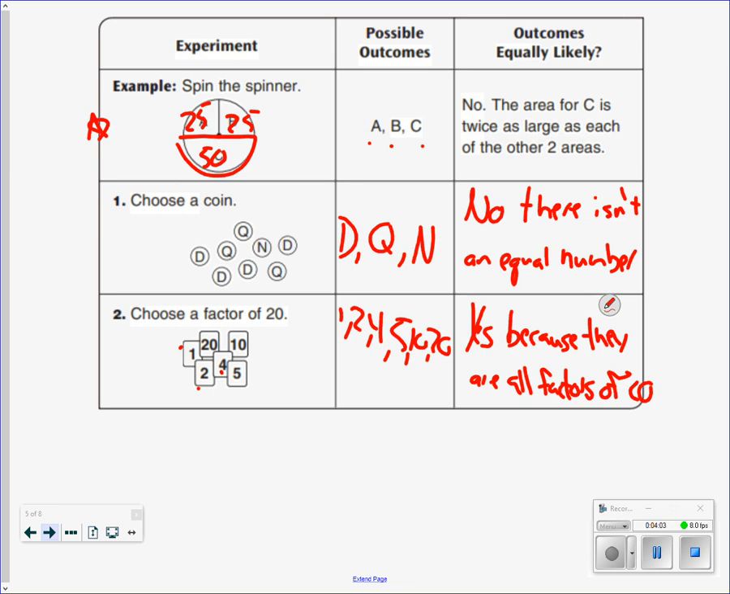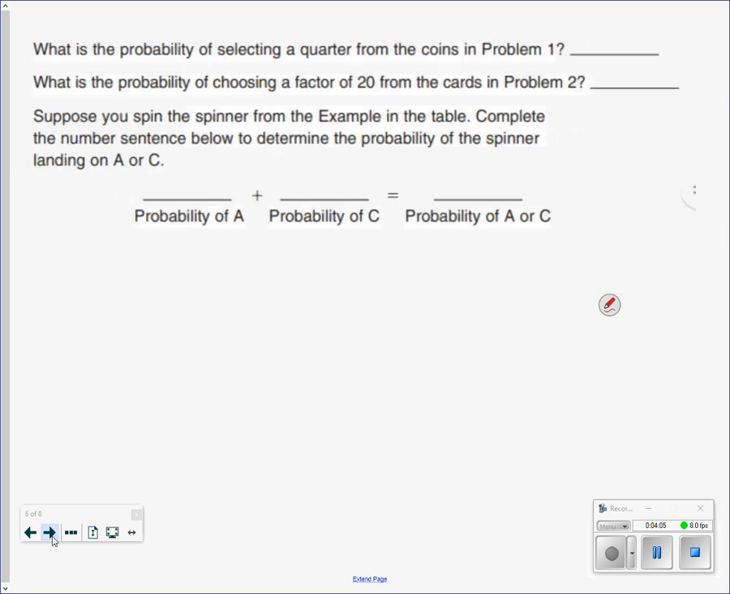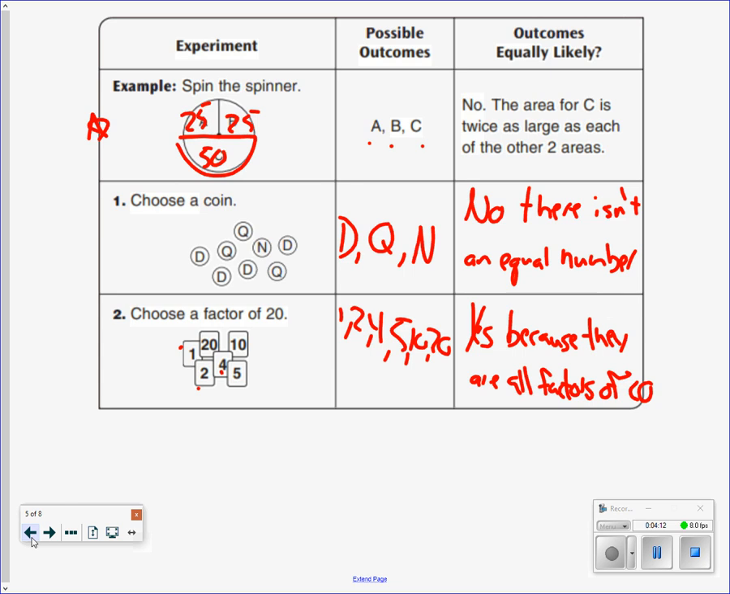Okay, let's try another problem here. It says, what is the probability of selecting a quarter from the coins in problem 1? Well, let's go back to problem 1. How many quarters do we have here?